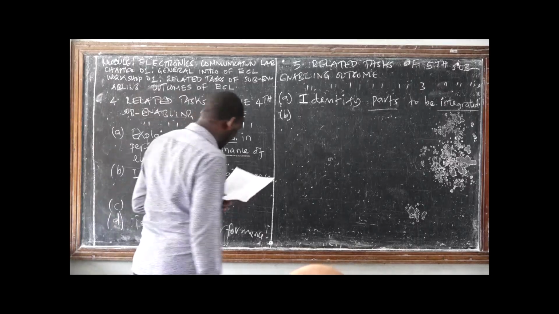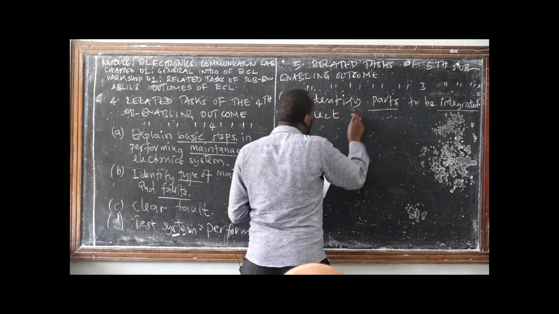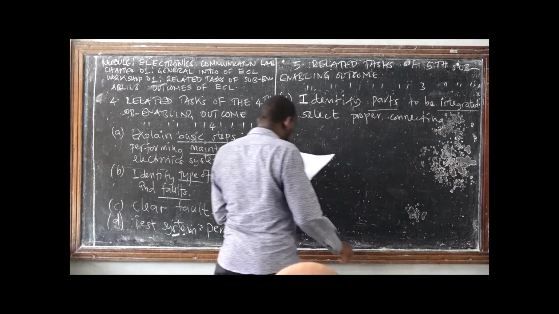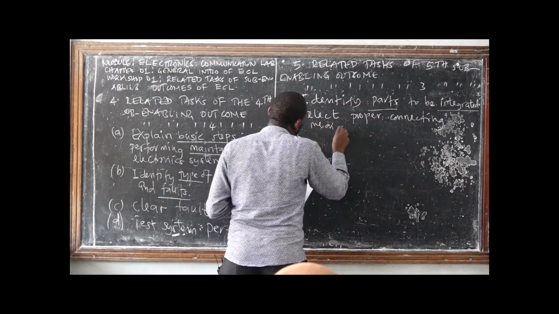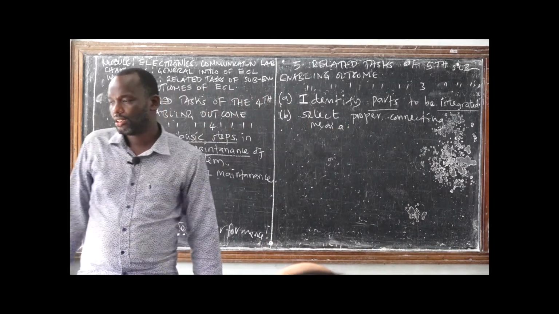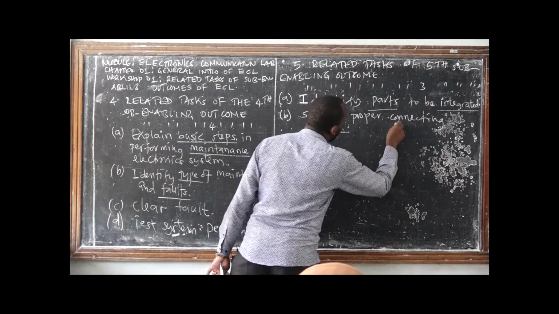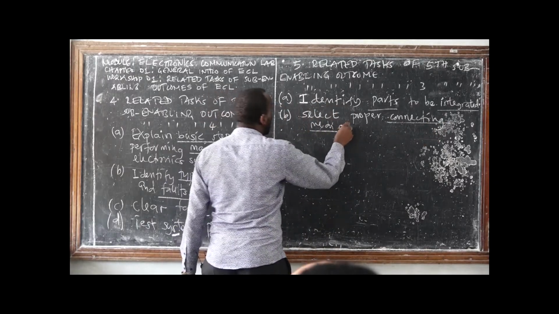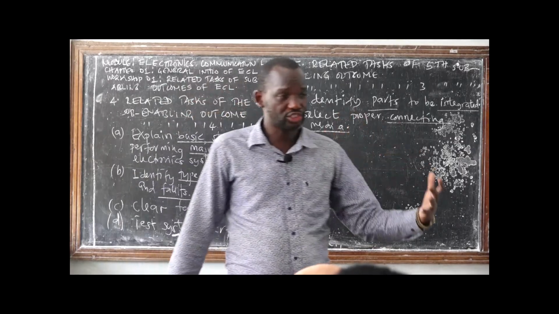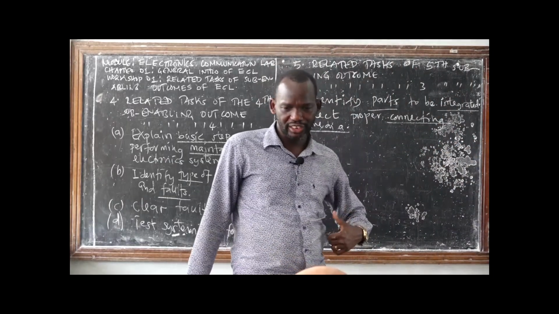So then, the second related task is what? Select proper connecting media. Proper connecting media. That is the second related task for the 5th C sub-enabling outcome. Select proper connecting media. So what does this related task teach us? Simply teach us about the second part of communication system, which is what? Media. How do you select the proper connecting media?